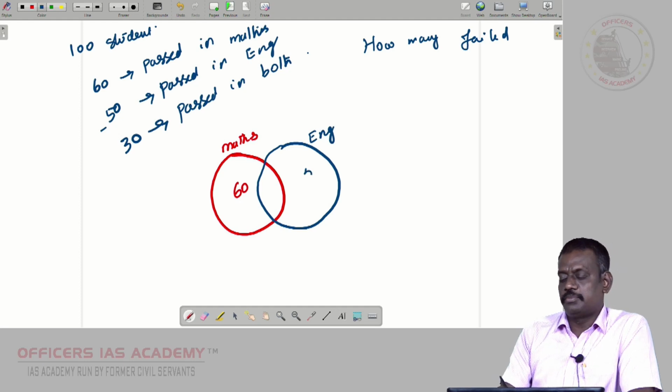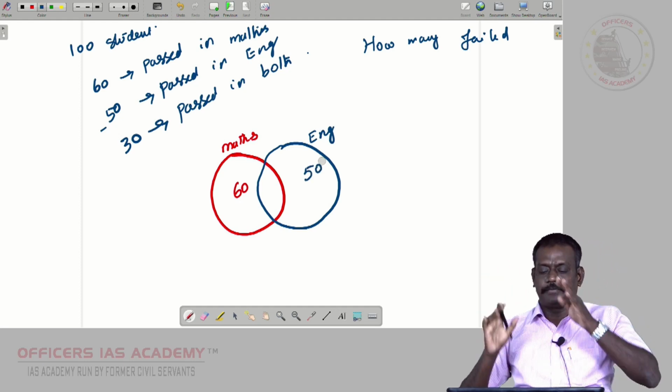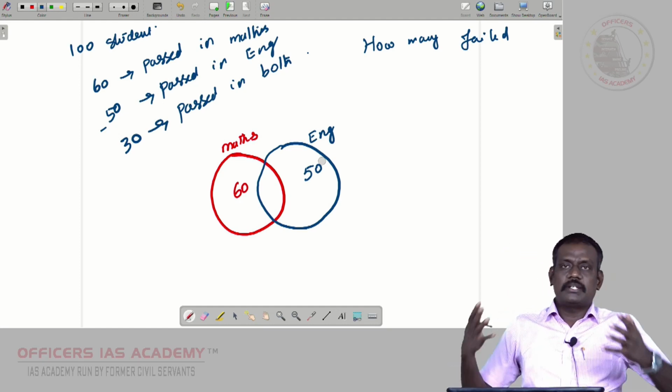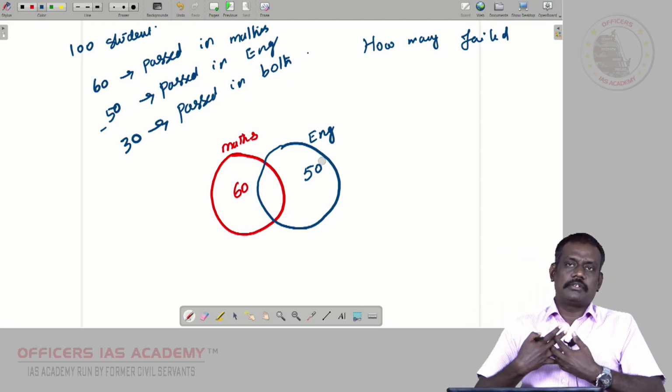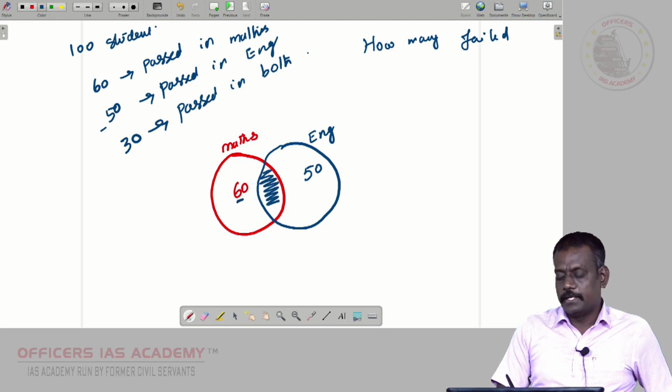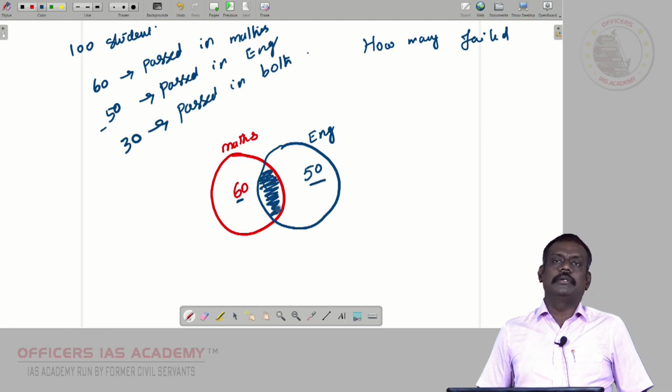So the area of this blue color circle is 50. But there is some common area between these two circles, right? So in this 60, this common area will be added, and in this 50 also the same common area will be added, isn't it?